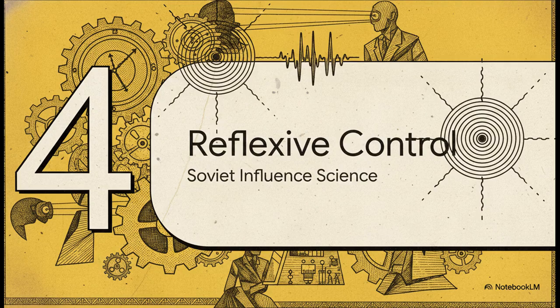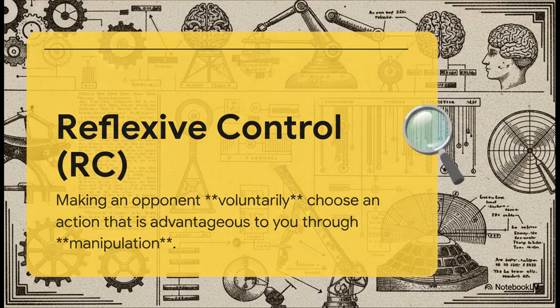And now it's time for that special investigative pullout in our report. We're going to hit pause on our main timeline for a minute to do a deep dive into a parallel and, frankly, very influential field that was being developed behind the Iron Curtain, a Soviet science for controlling an adversary's mind. Okay, so what is reflexive control?